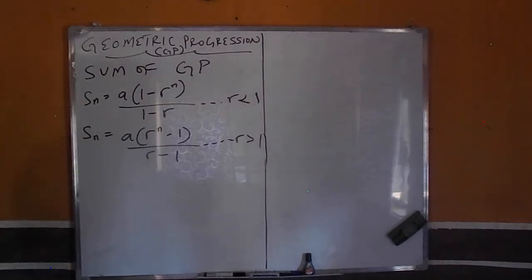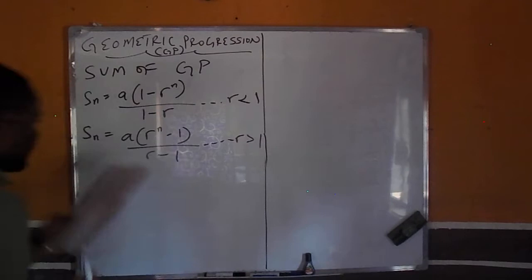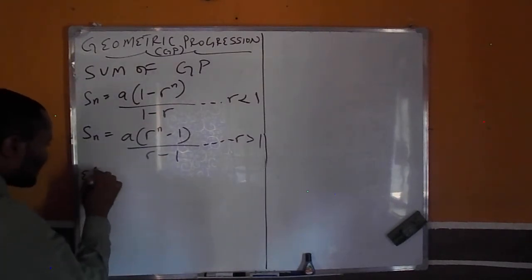You have to be very careful when you are solving geometric progression. First, check what your R gives you. If your R is greater than 1, you use this formula. If your R, your common ratio, is less than 1, then you make use of the first formula here. Let's pick an example here. E.g. 7.